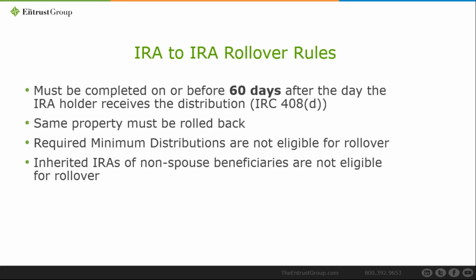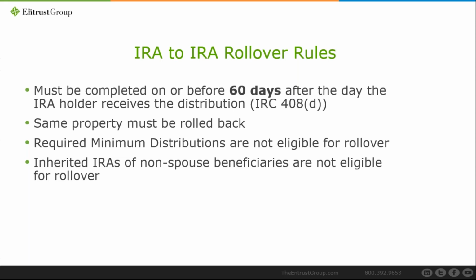It must be the same property. Required minimum distributions are not eligible for rollover. If a person is over the age of 72 and they're taking what we call required minimum distributions, those are not eligible for rollover. Inherited IRAs of non-spouse beneficiaries. In other words, if a person in an IRA died and they've left it to an inheritor, a beneficiary cannot take a distribution and roll that back.